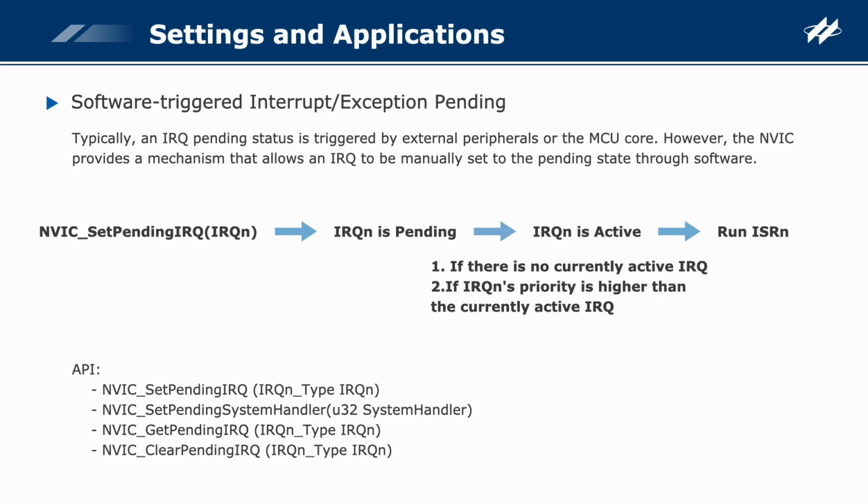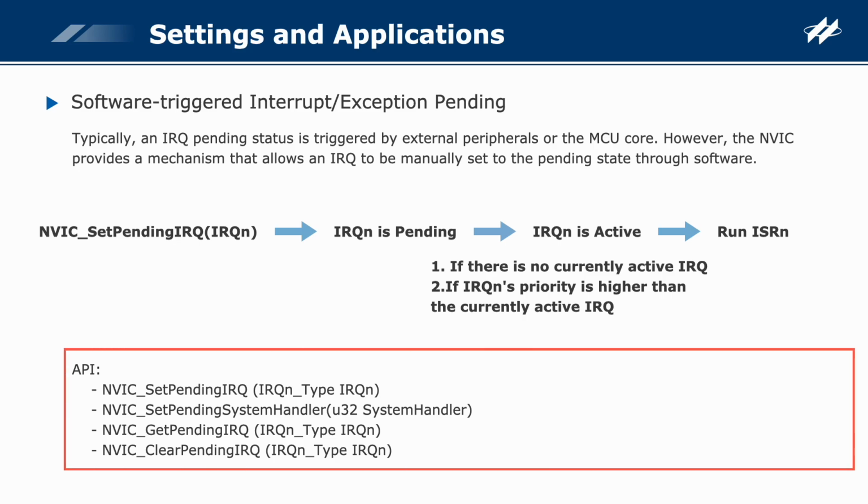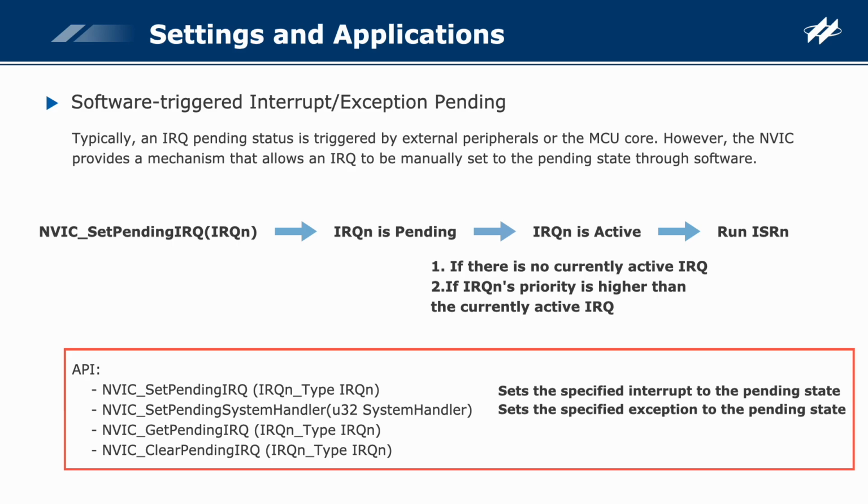The library provides multiple APIs to manage IRQ pending states. NVIC_SetPendingIRQ sets the specified interrupt to the pending state. NVIC_SetPendingSystemHandler sets the specified system exception to the pending state. NVIC_GetPendingIRQ retrieves the pending status of the specified IRQ. NVIC_ClearPendingIRQ clears the pending status of the specified IRQ.